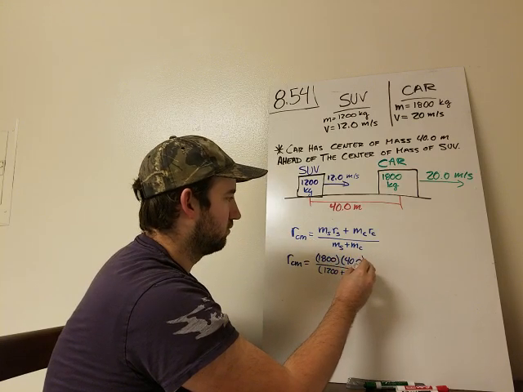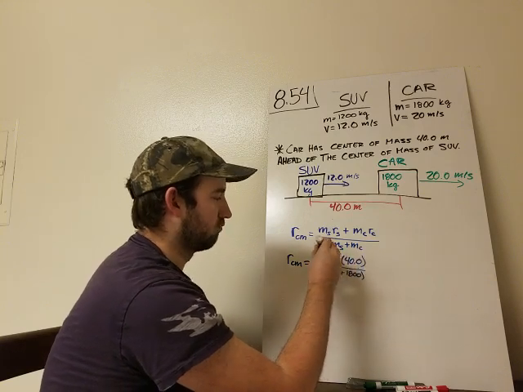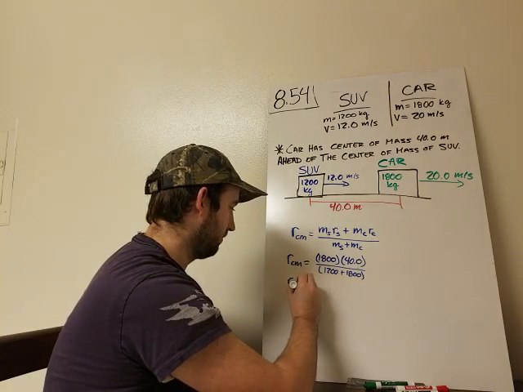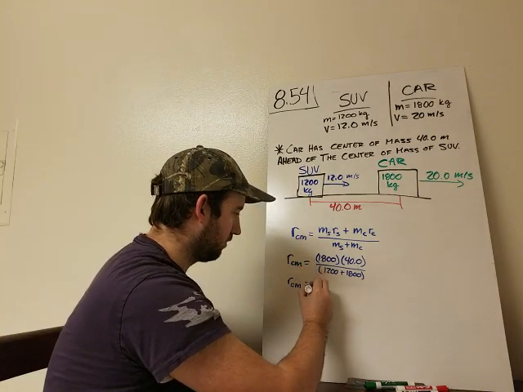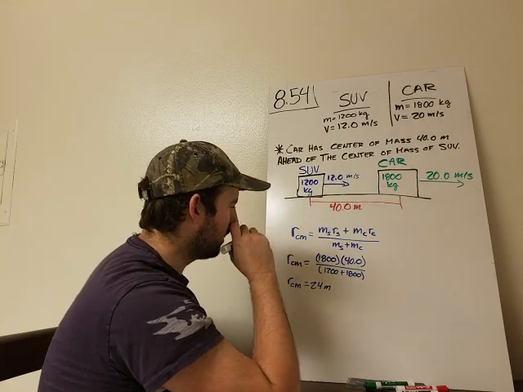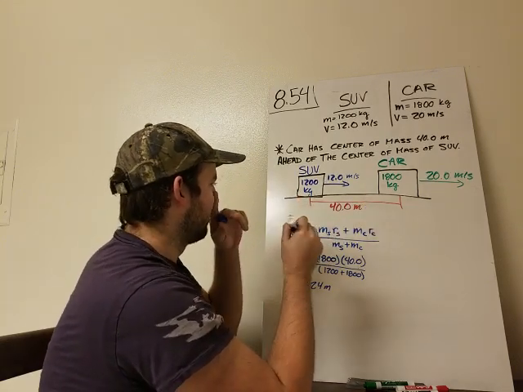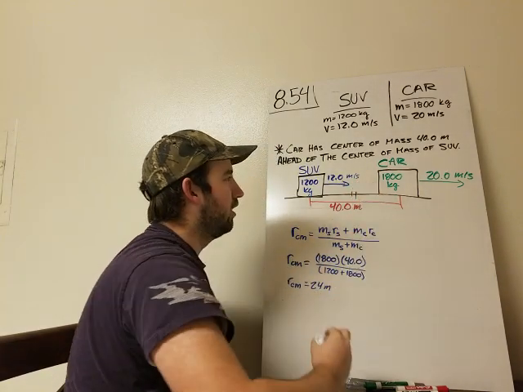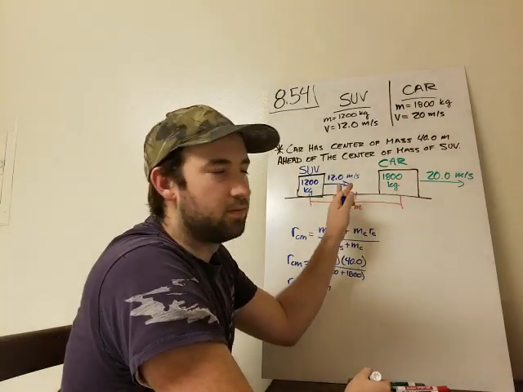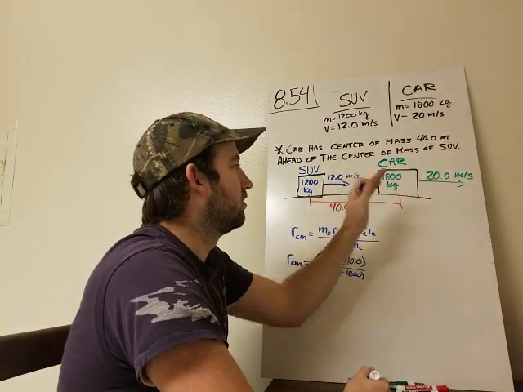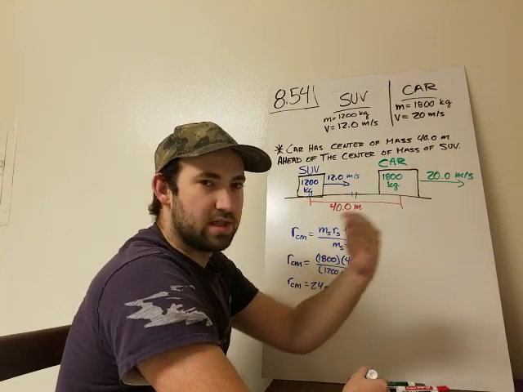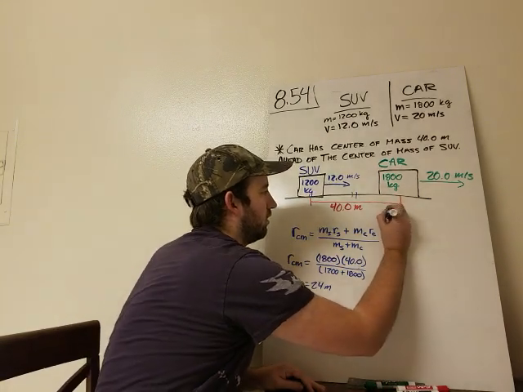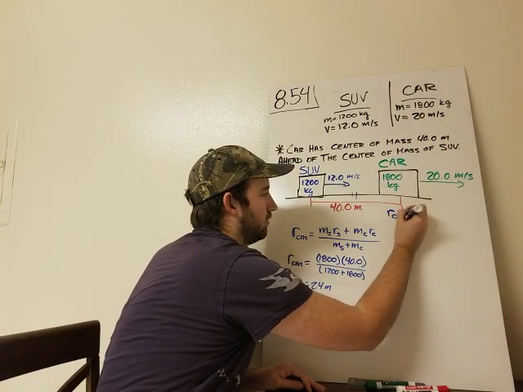Our kilograms will cancel top and bottom, and we'll end up with just a position, which is good. That's what we're looking for. So when we do this in our calculator, we end up with RCM, our position, equals 24 meters. So that means our center of mass is going to be right here, which makes sense because the center of mass is going to be closer to the car with more mass, right? That just makes sense. So we know that our RCM equals 24 meters.